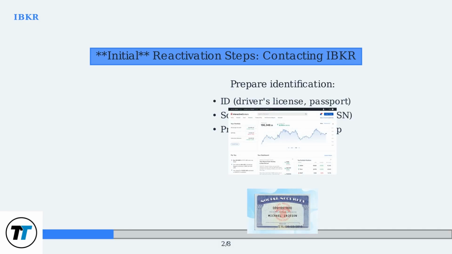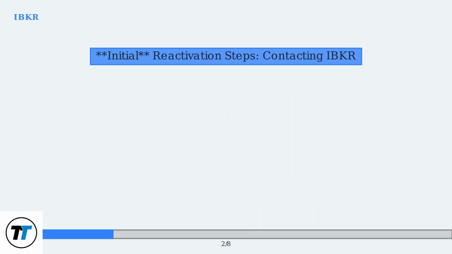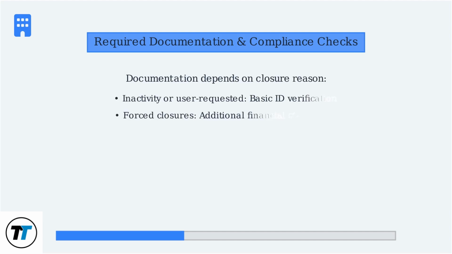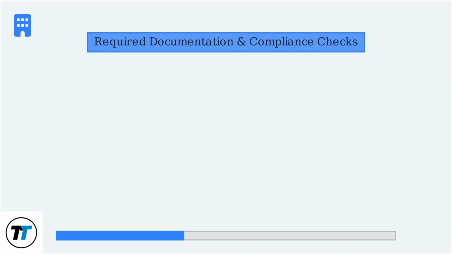This includes your government-issued ID, such as a driver's license or passport, your social security number, and proof that you own the account. Clearly state your intention to reactivate the account and inquire about any specific requirements based on why the account was closed. Depending on the reason for closure, you'll need to submit specific documentation for reactivation.